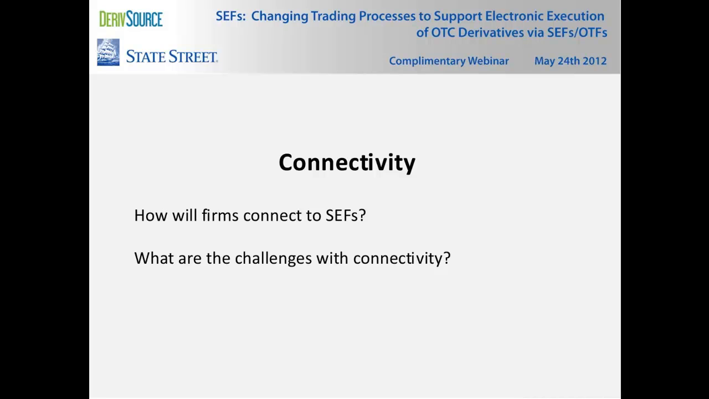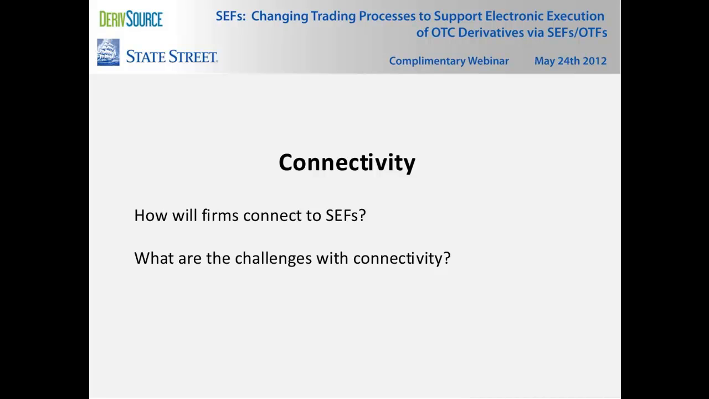That's a very good point. And the other incumbents in this space are the single dealer platforms, which by law essentially can't operate anymore. So how do those evolve? What happens there?